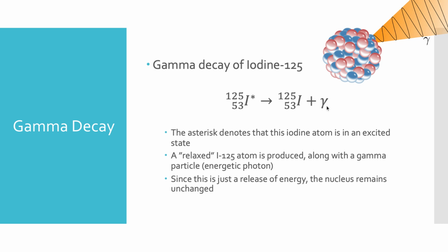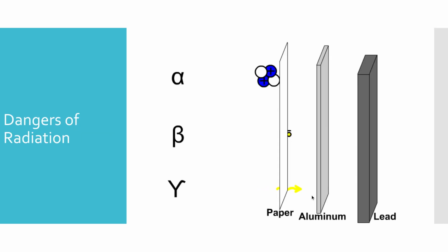So notice again that since it's just a release of energy, the nucleus is not changed. Okay, now let's talk about dangers of radiation through this fun visual over here. We have alpha, beta, and gamma particles.